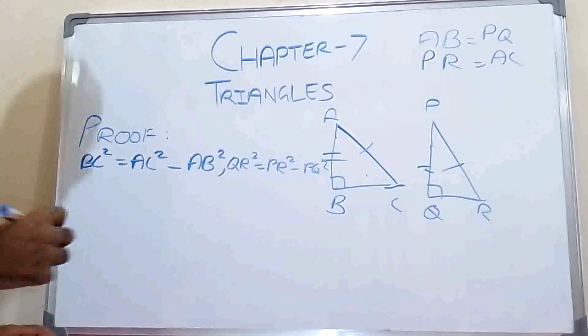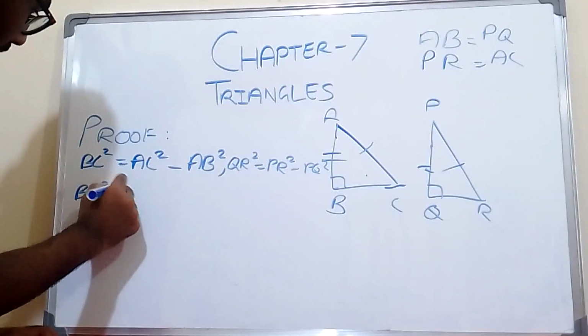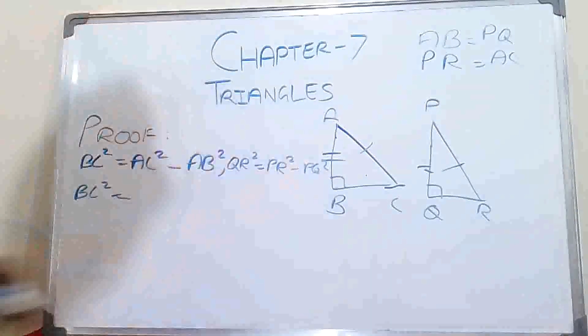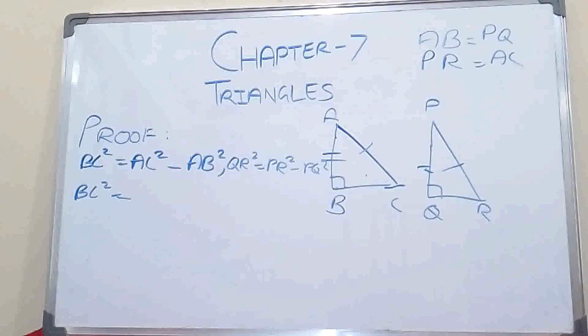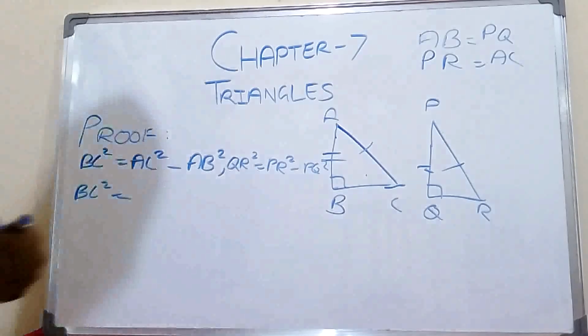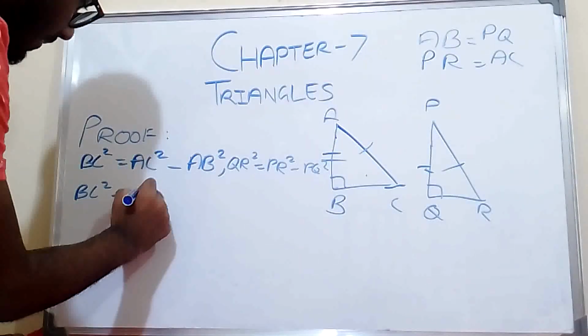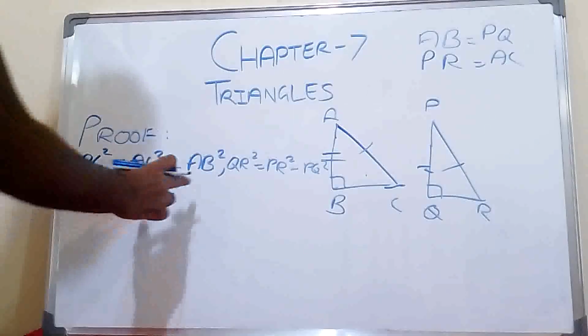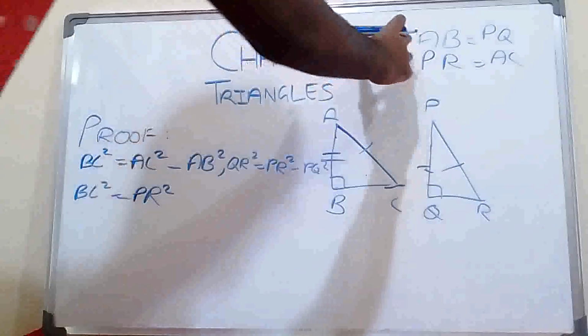Now we'll substitute the values. So BC square equals AC square. What is AC? AC is equal to PR, so even the squares will be equal. For example, if AC was 6 and PR becomes 6, both of the squares will be 36. So instead of AC square we can write PR square, because it can be substituted. And AB square, same goes here. AB is equal to PQ.